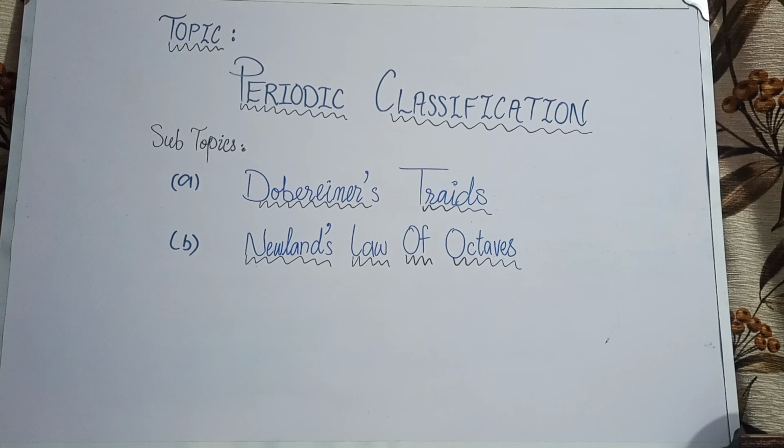So let's start. The aim of the classification of elements is to group together those elements which resemble each other in some respect and to separate those elements which differ. The best classification will clearly be that which brings together elements which resemble one another in the greatest number of ways. So the first one is Dobereiner's triads.